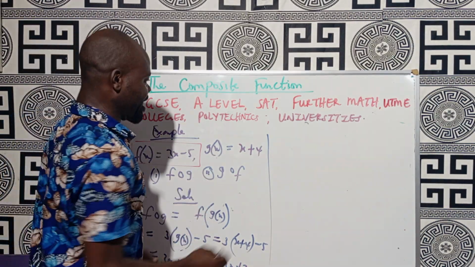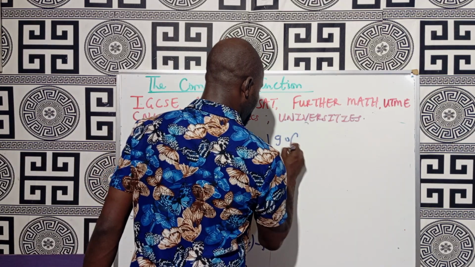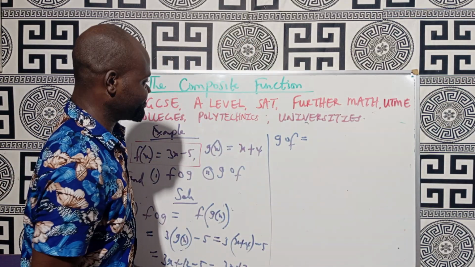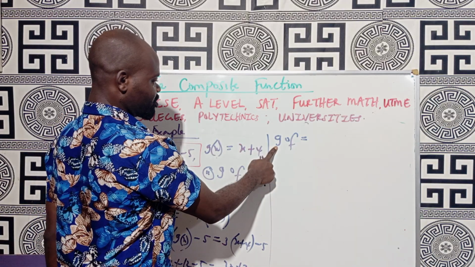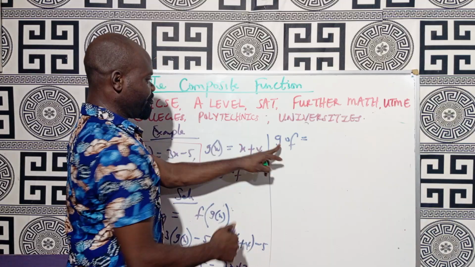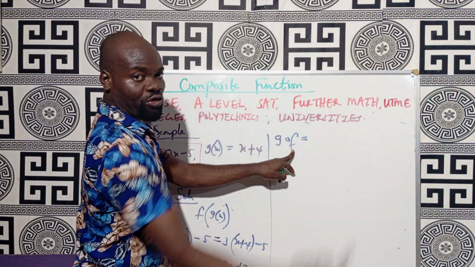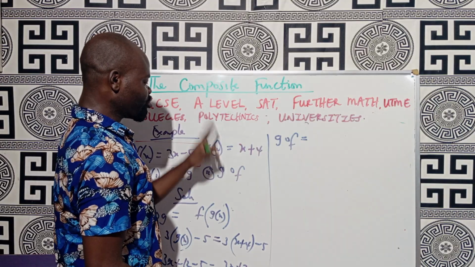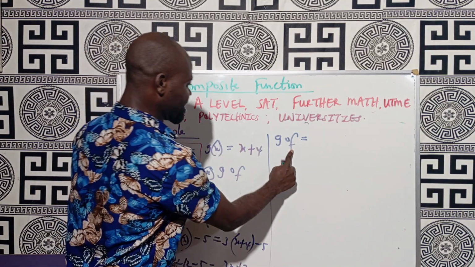Now let me do my g of f. Can you guess what g of f will be? So g is the base function, so we are using g normally. That means f is coming in. So this one means g of f. You have to come back to g of x, which means whenever you have x, remove it and put this f there.